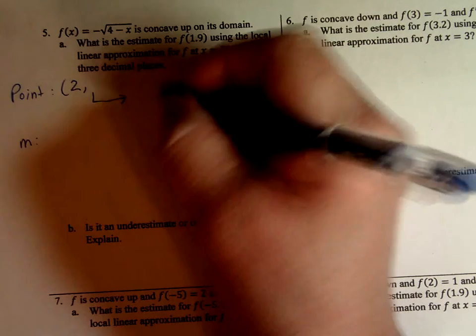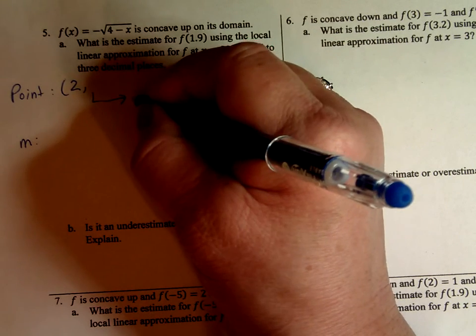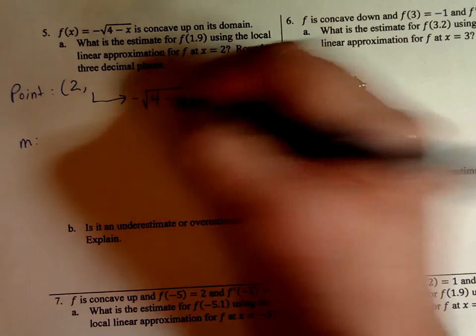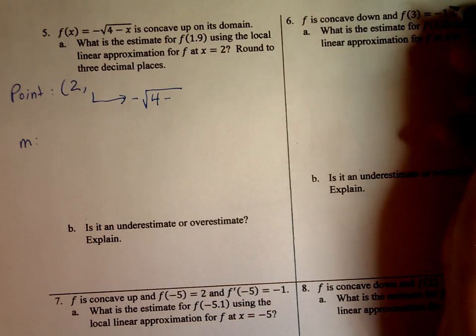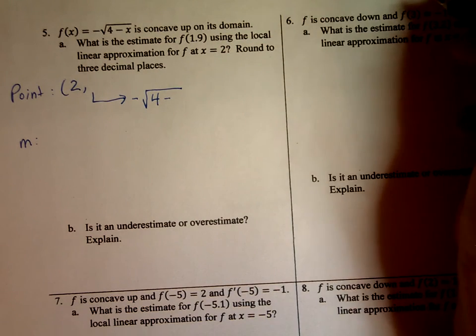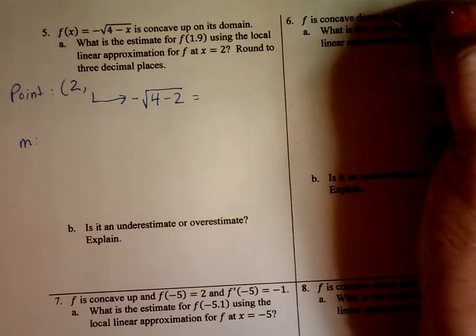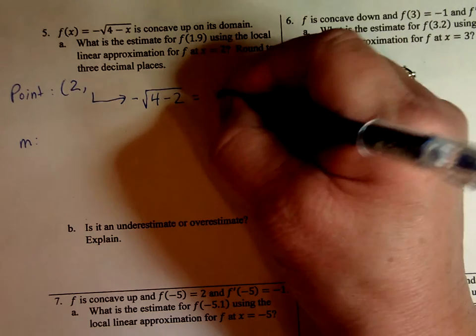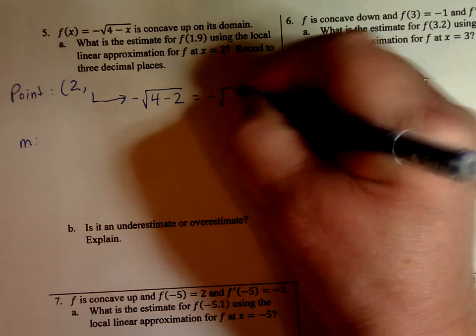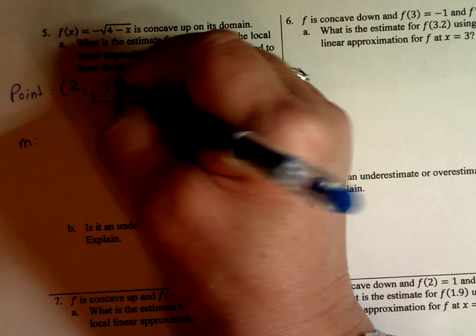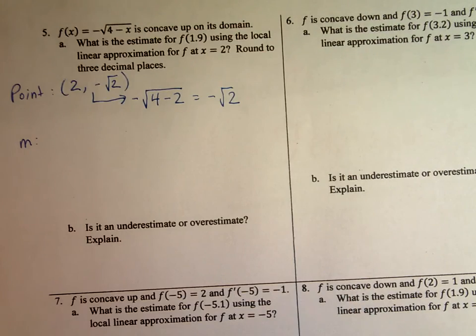This one becomes a negative square root of 4 minus, gosh, the dogs in my neighborhood are all going crazy. Can you hear them? 4 minus 2. And so I'm looking at that and I'm going, oh man, did they really do that to me? And they did. They gave me a negative square root of 2. That's your y coordinate. That is not so pretty, but that's okay. We can handle it. Now the slope comes from the derivative.